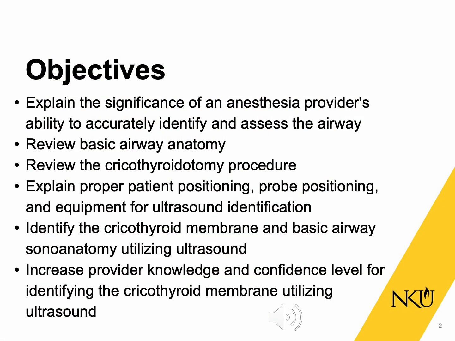Our objectives are to explain the significance of an anesthesia provider's ability to accurately identify and assess the airway, review basic airway anatomy, review the cricothyroidotomy procedure, explain proper patient positioning, probe positioning, and equipment for ultrasound identification, identify the cricothyroid membrane and basic airway sonoanatomy utilizing ultrasound, and increase provider knowledge and confidence level for identifying the cricothyroid membrane utilizing ultrasound.